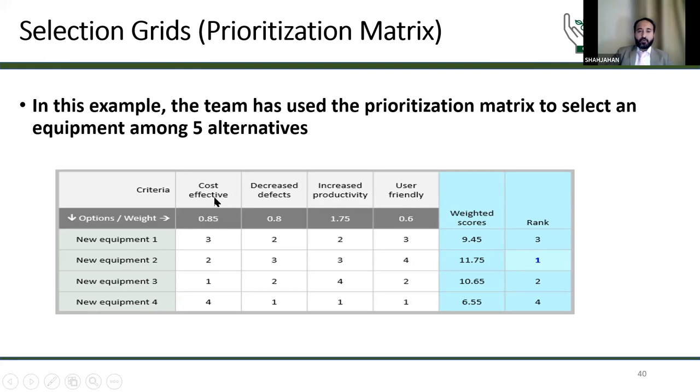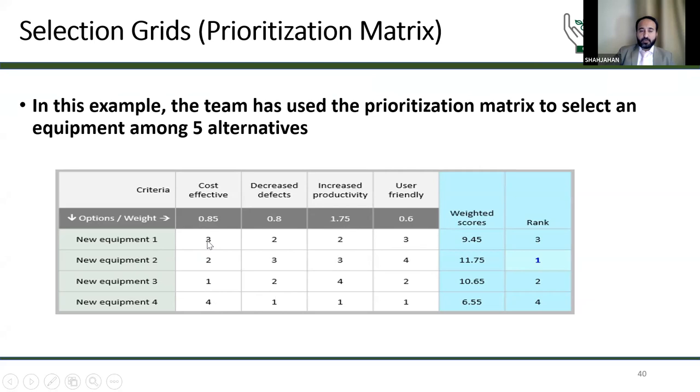In the exam, when you have the question in the CPHQ, they will already give you this weightage. For cost effective, the weightage is 0.85. For decreased defect, the weightage is 0.8. For increased productivity, the weightage is 1.75. For user friendly, the weightage is 0.6. So how will you select which machine is better?